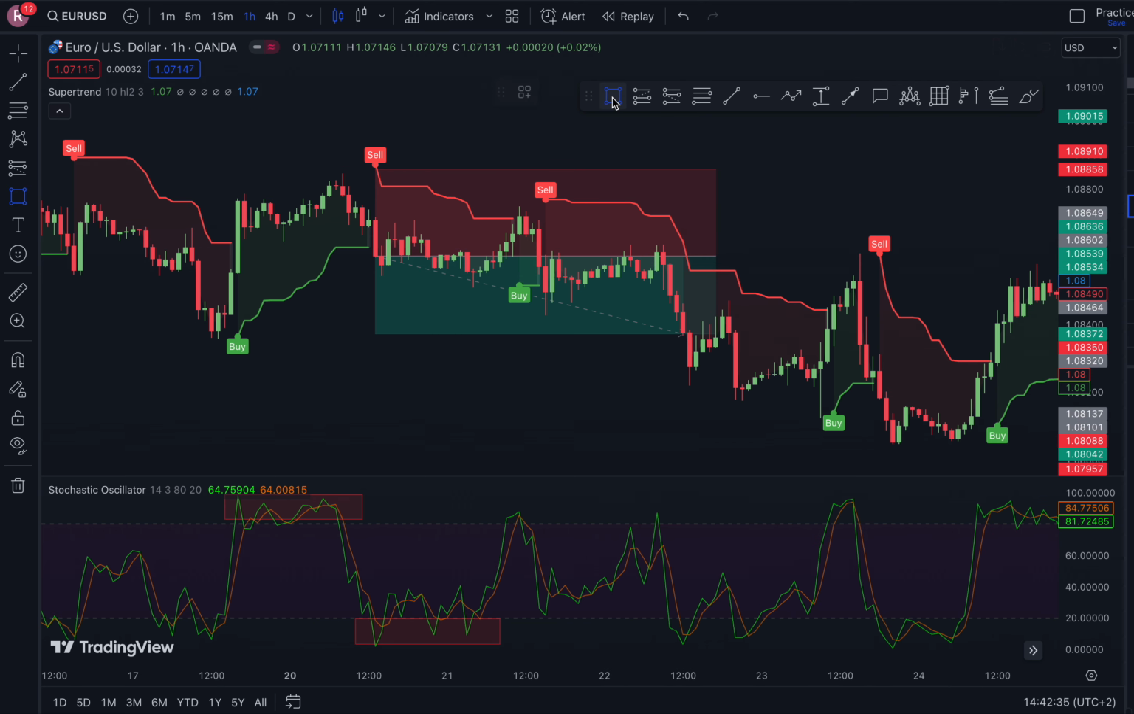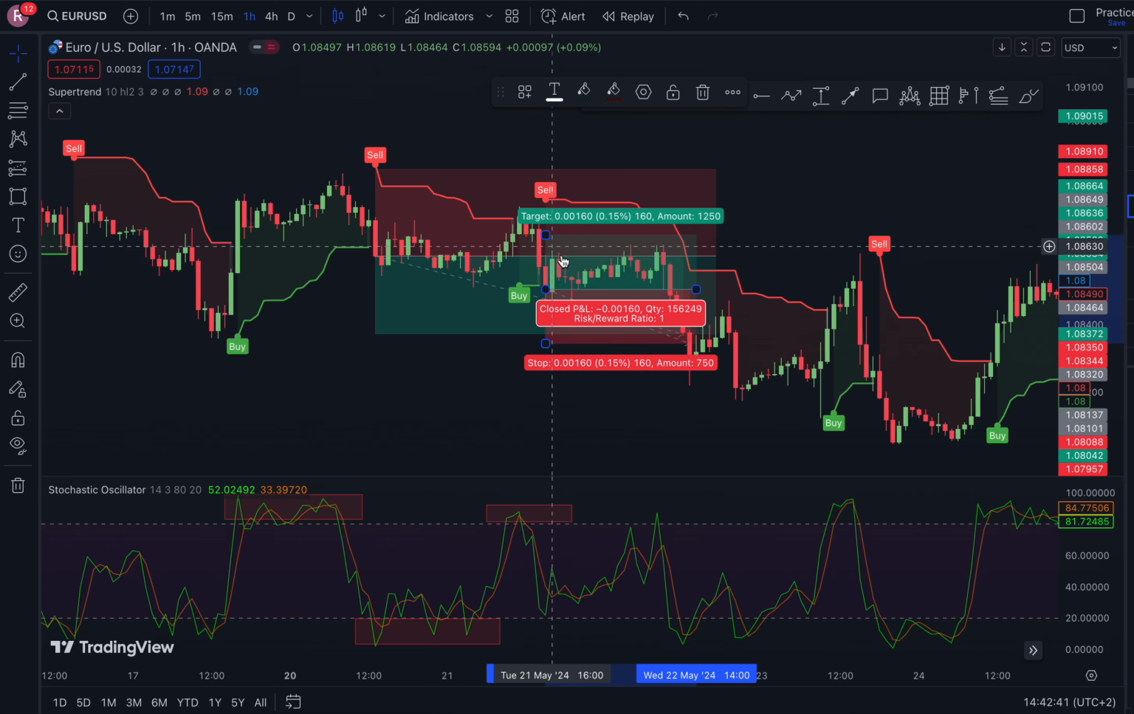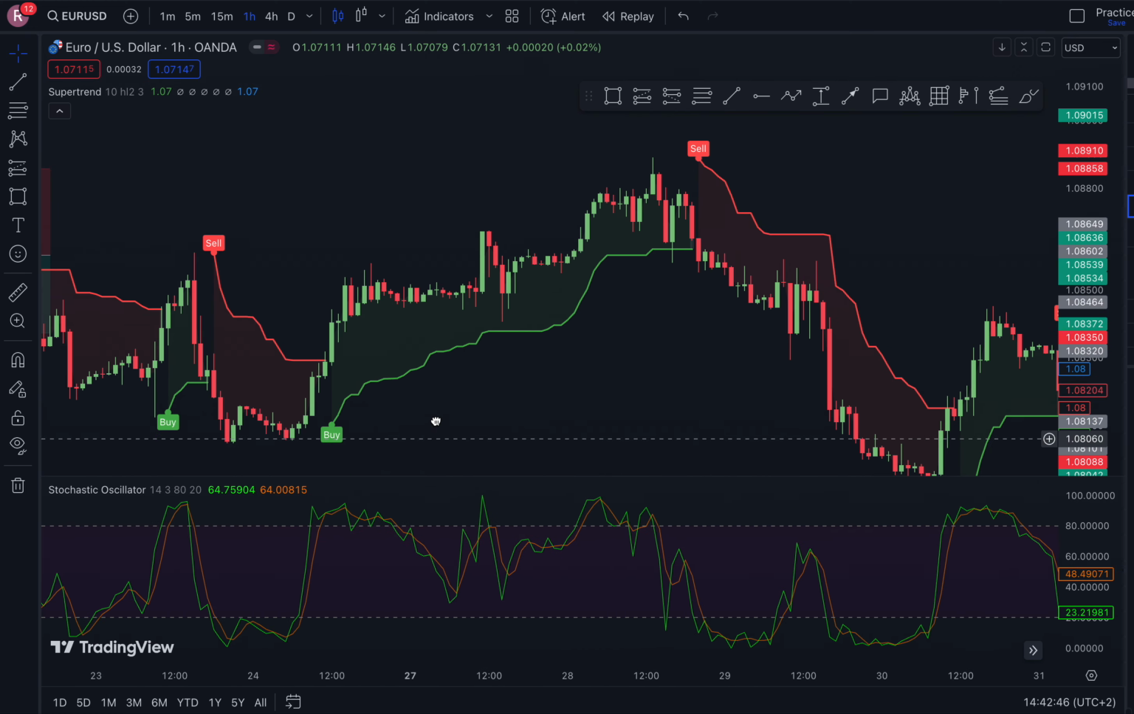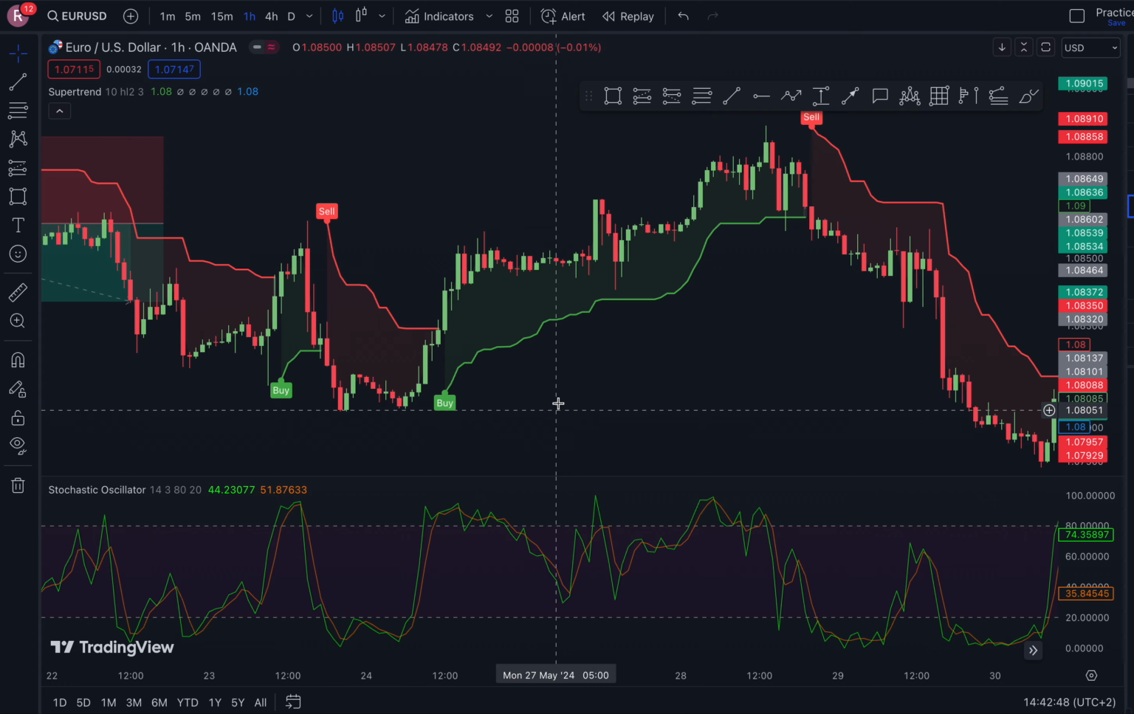So we can see we have another overbought situation right here, and we eventually have another sell opportunity. That was a good sell to take. As you can see, it was eventually a win. Now, how do we take buys? So this is an example of a buy.